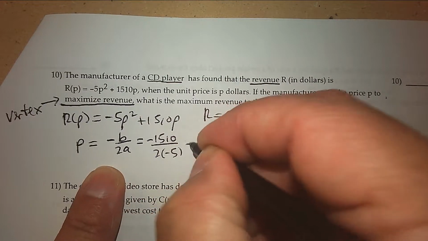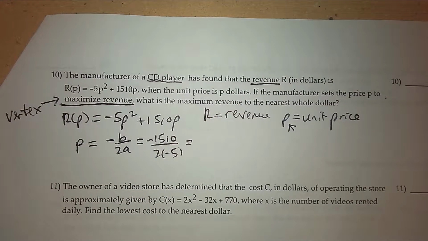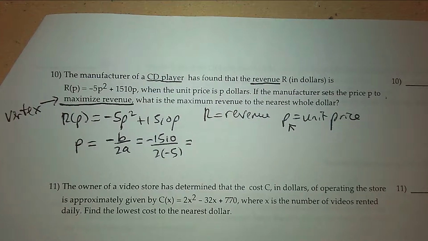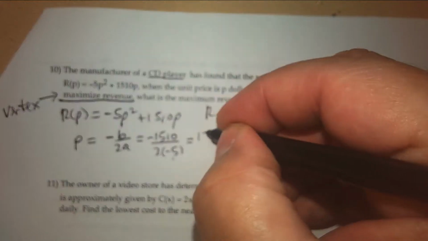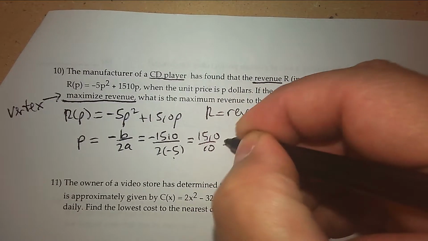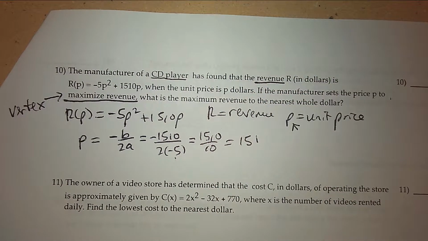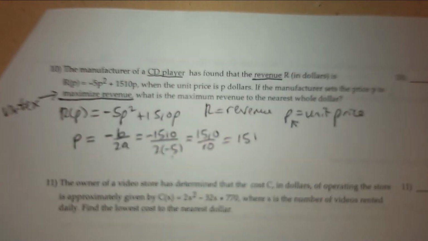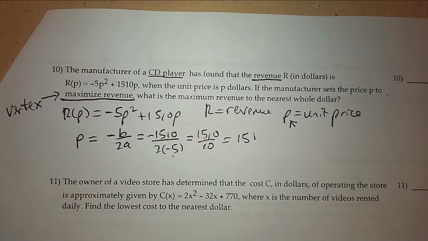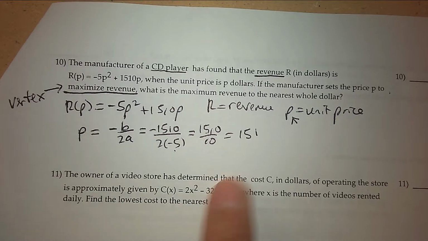1,510, and a is negative 5. So I want you to notice a negative divided by a negative is positive, and we're dividing by 10, which makes the answer really simple. Now, if the question is, what should you sell each CD player for? The answer would be $151.